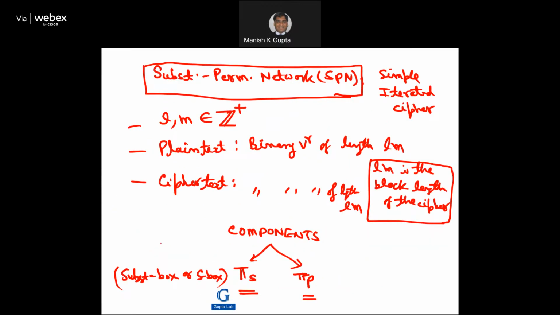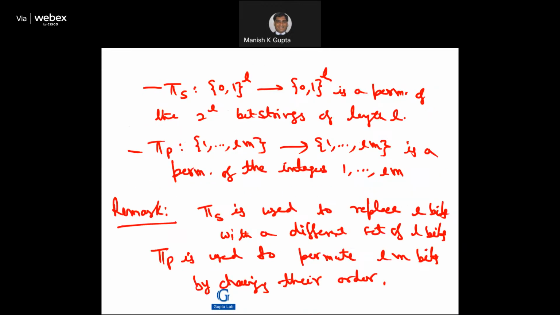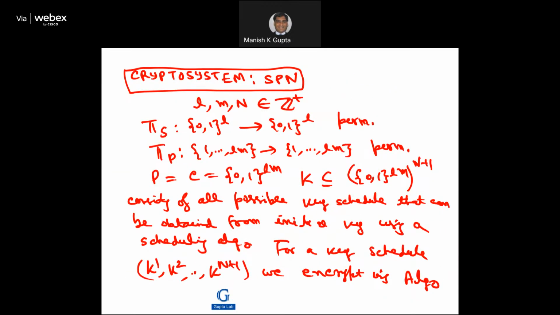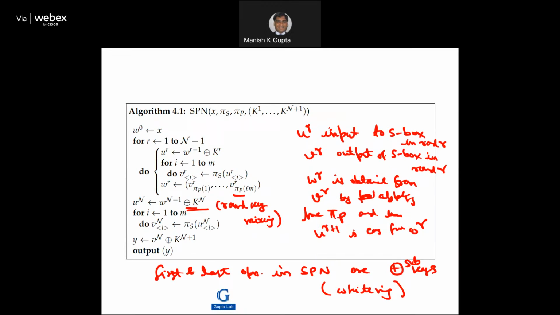The two main components are substitution and permutation. One is substitution: we take L bits and substitute with some other L bits. That is done by this S box, this function. And in permutation, all LM bits are changed in a certain order, so some permutation is applied to those bits. These are the two important components of the substitution permutation network. And here is our whole operation of encryption, how it works.